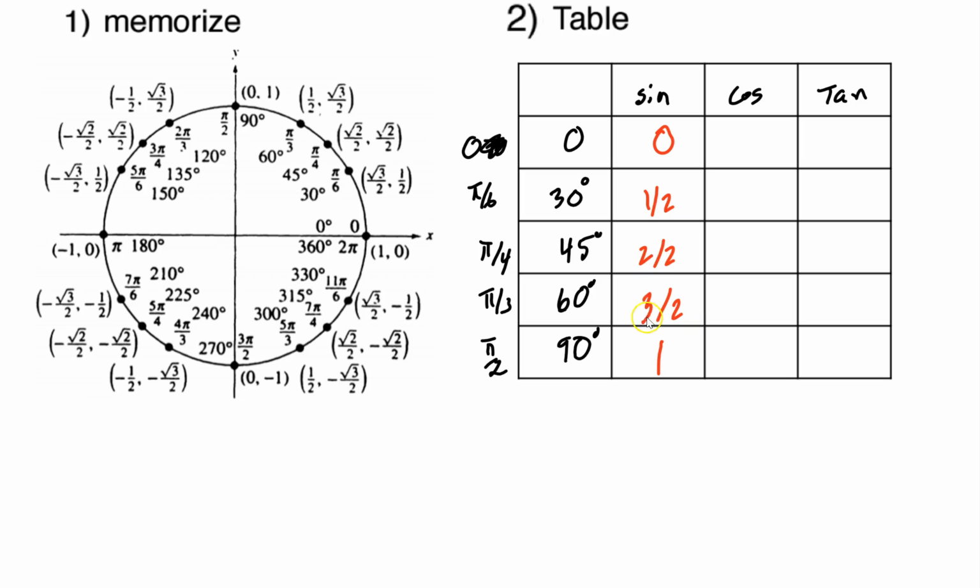Now, these are actually not correct. It's rad 3 over 2 and rad 2 over 2. But that's the way it goes. It's 0, 1/2, rad 2 over 2, rad 3 over 2, 1. But that's how I memorized it. It's 0, and then 1 over 2, 2 over 2, 3 over 2, and then 1.